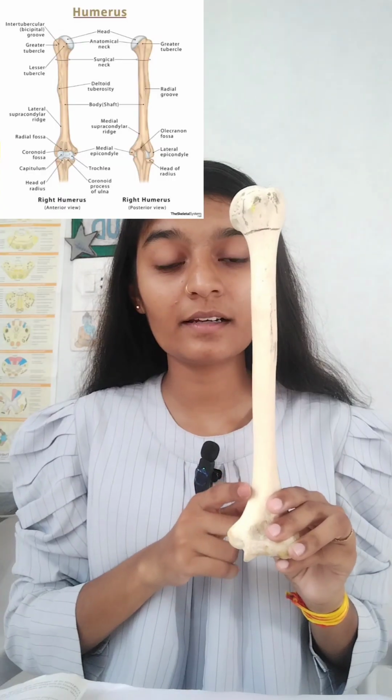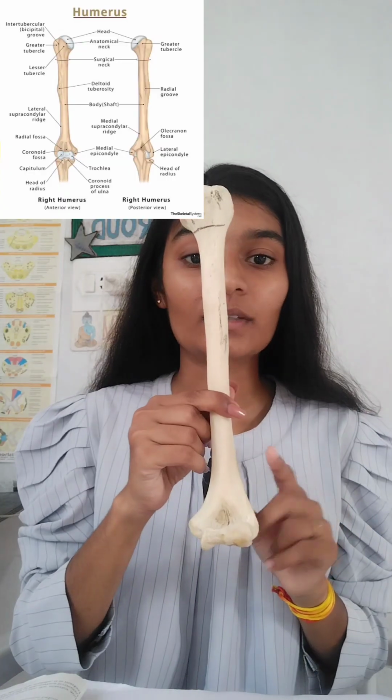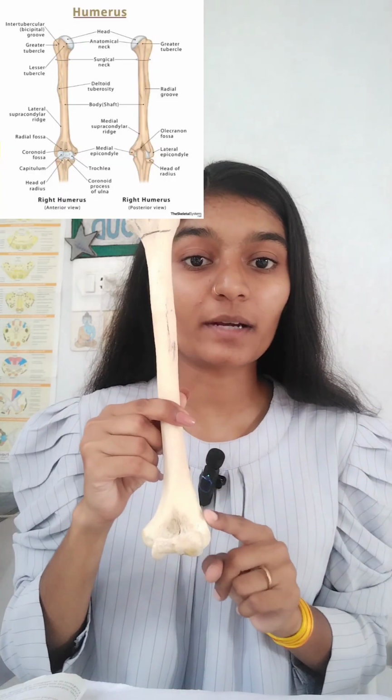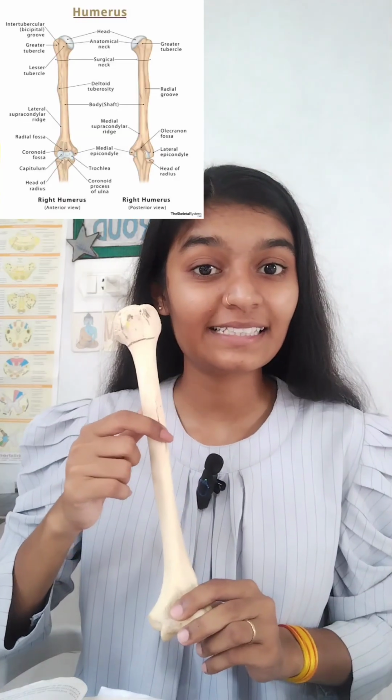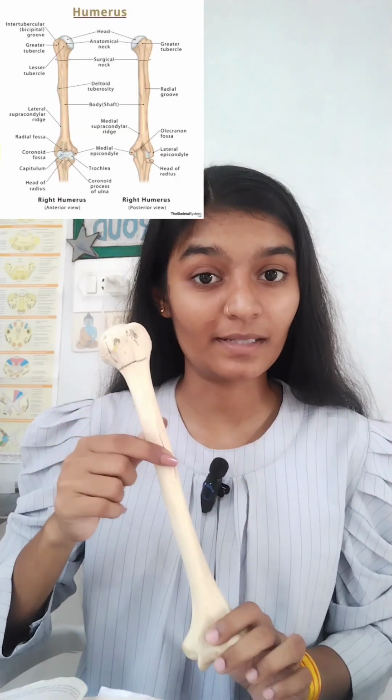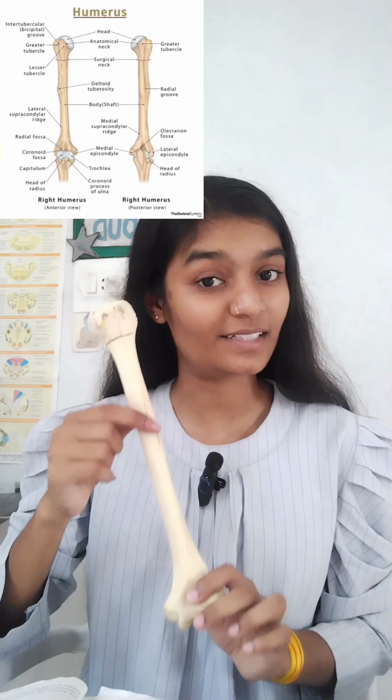This is the medial supracondylar ridge and on the lateral side this is the lateral supracondylar ridge. And this tuberosity is called the deltoid tuberosity. The deltoid muscle is inserted on this tuberosity. So these are all the external features of the humerus.